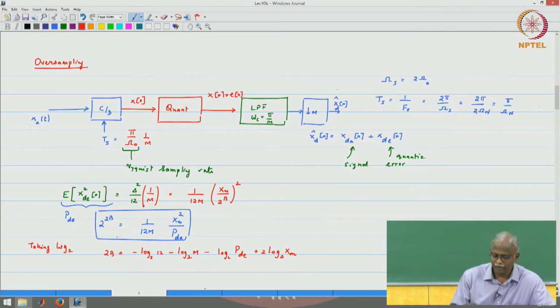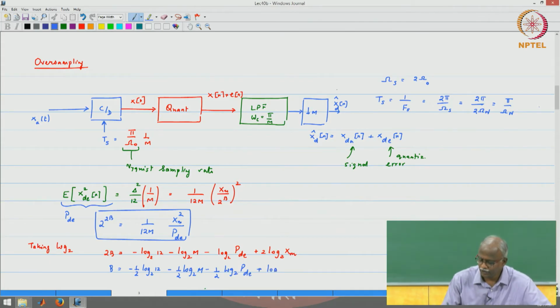Okay. And I am going to take the B across to the other side: B equals minus 1/2 log base 2 of 12 minus 1/2 log base 2 of M minus 1/2 log base 2 of P dE plus, the 1/2 and 2 will cancel, log base 2 of X of m. Now, I am going to put a tick mark on those things that are constants. That is a constant, this is a constant, this is a constant. So, basically I want to relate B and M.